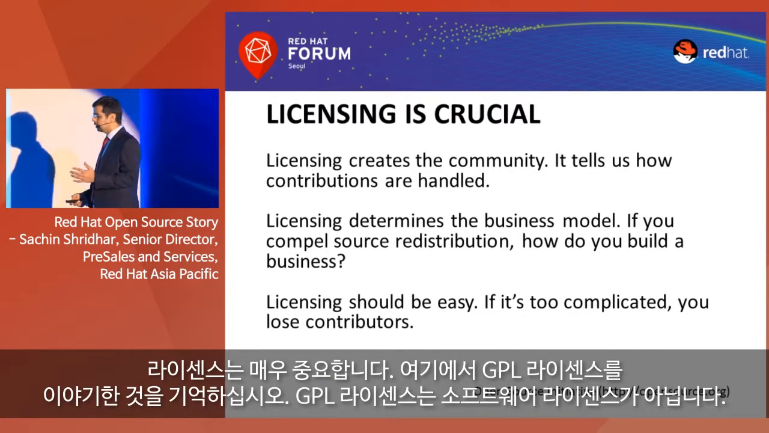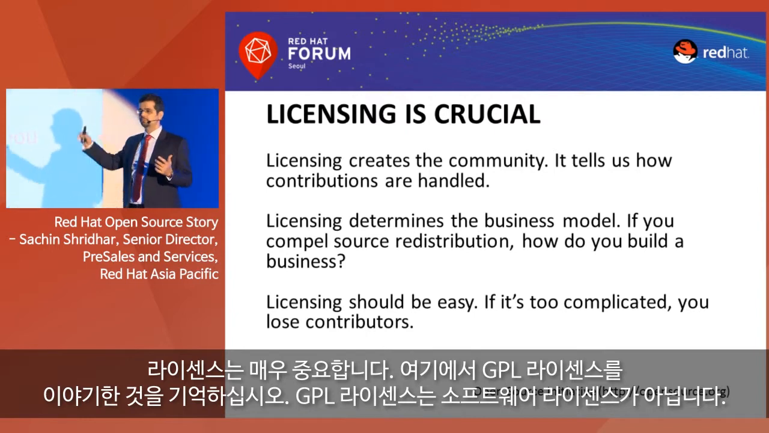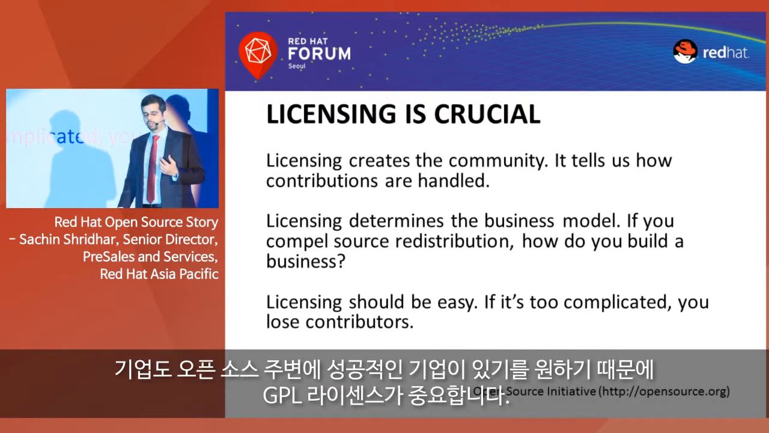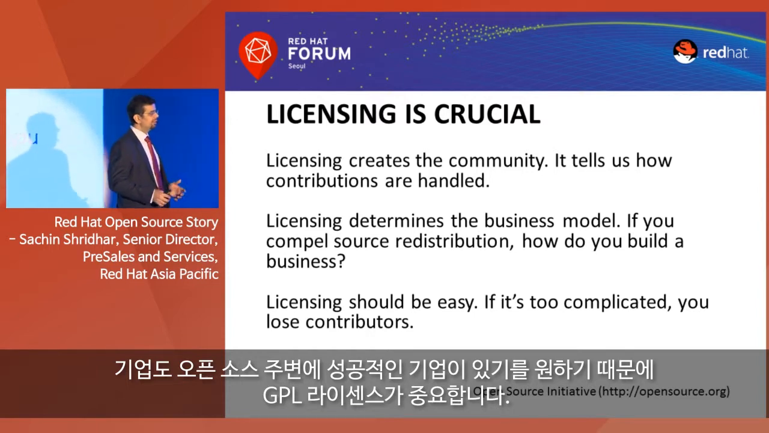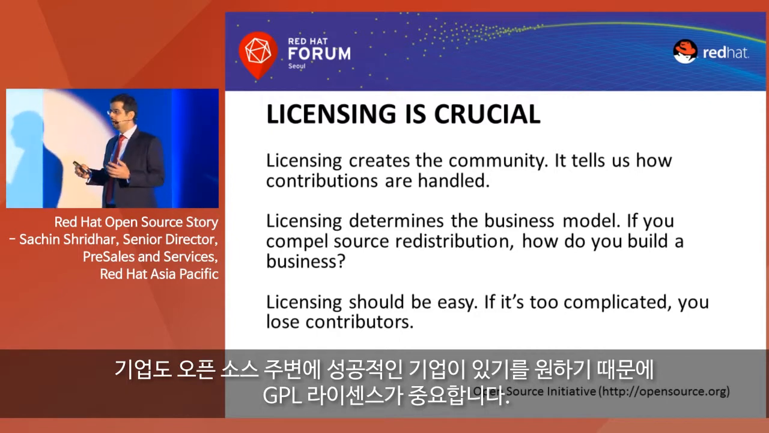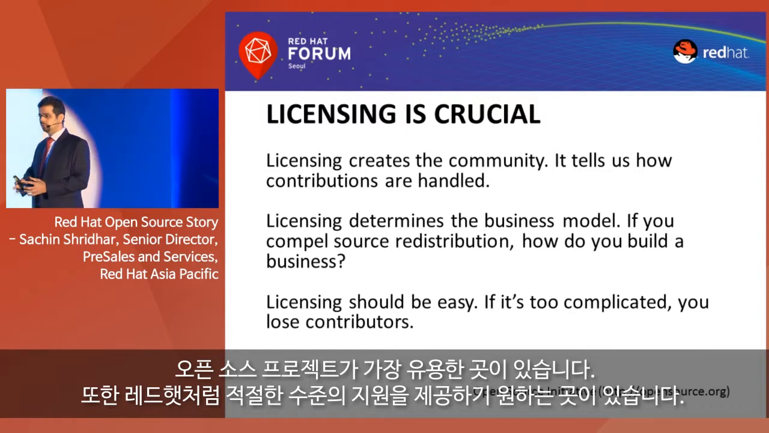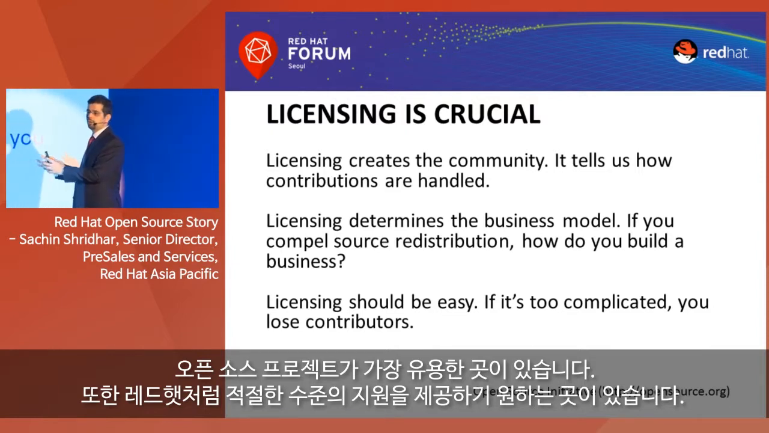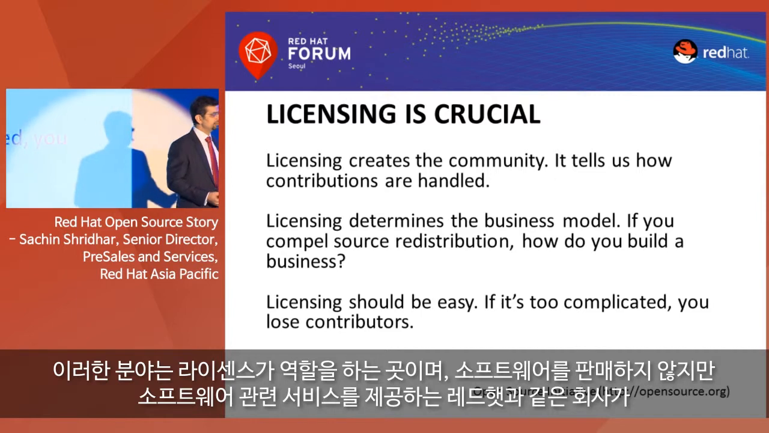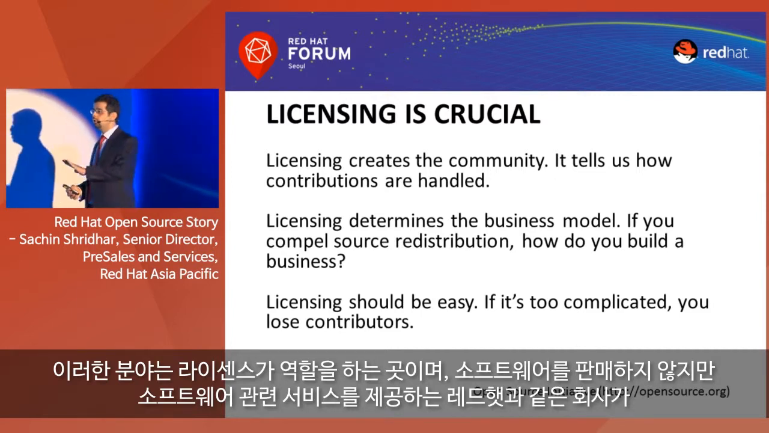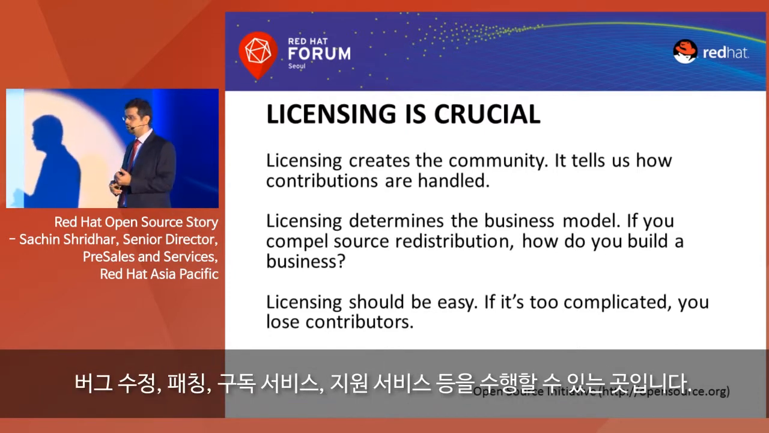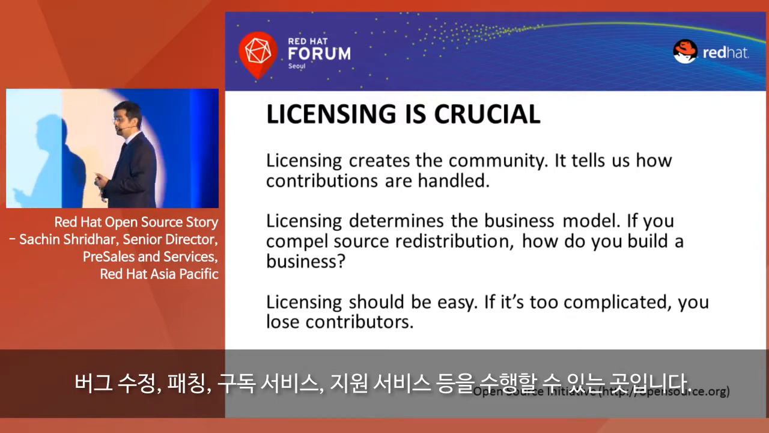The licensing is crucial. Remember, we spoke about the GPL licensing. That's the licensing here. This is not software licensing. The GPL licensing is crucial because enterprises also want successful companies around open source. There are places where an open source project is most useful, and then there are places where you want a vendor to provide you the right level of support, like Red Hat. And that's where the licensing comes into play that allows companies like Red Hat not to sell the software, but the services associated with the software: the bug fixes, the patching, the subscription services, the support services, and so on.